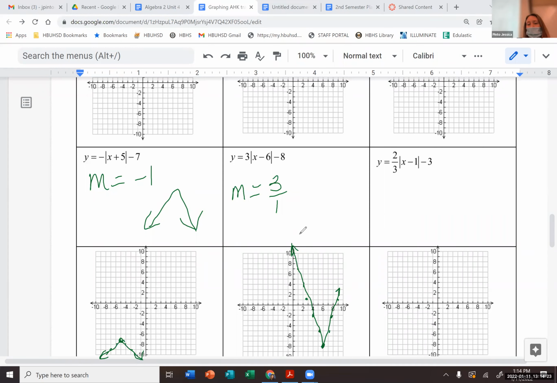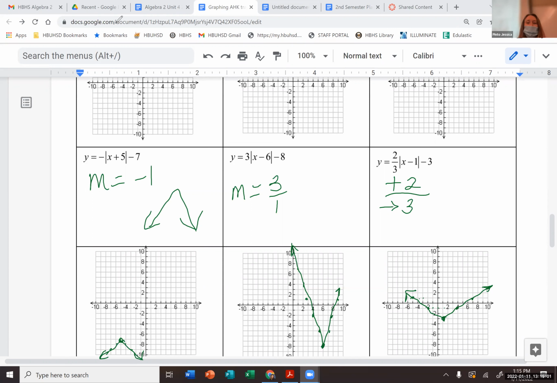Finally, 2/3 means I go up 2 and then I go over 3. So starting at 1, negative 3, up 2 and over 3. And then beginning again at 1, negative 3, up 2 and over 3 the other way. Okay, so great. We don't need to do the last few.